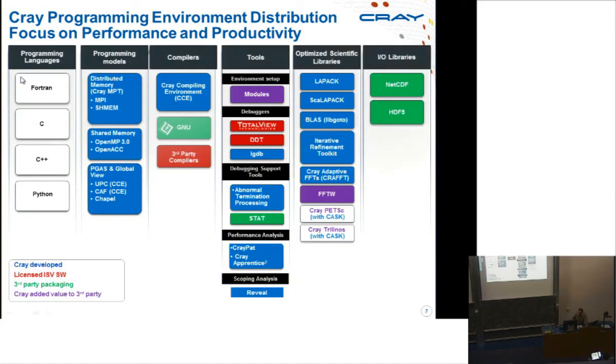So again, the primary programming environments that we support are Fortran, C, and C++. We do support Python, through the standard distributed executable that comes with the CLE. We have support for a variety of programming models, the primary one being MPI. But we also support SHMEM, including OpenSHMEM, and shared memory through OpenMP, and our intention is to add OpenMP support through the Cray compiler as soon as possible.